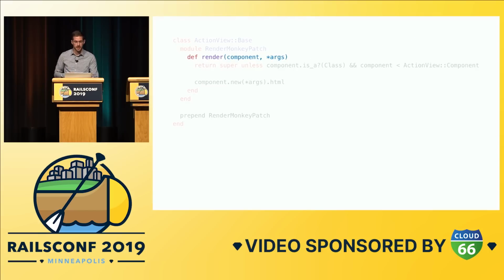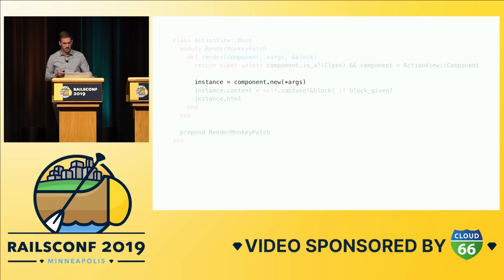So first, we're going to need to update our monkey patch to accept a block argument. And then we're going to need to update our render step to first instantiate the component. And then, if a block has been passed, render it in the context of the current view. And we'll do this using ActionView's capture helper. And then we'll assign the result to an accessor on the component. At that point, our component will know about the content, so we can render it.